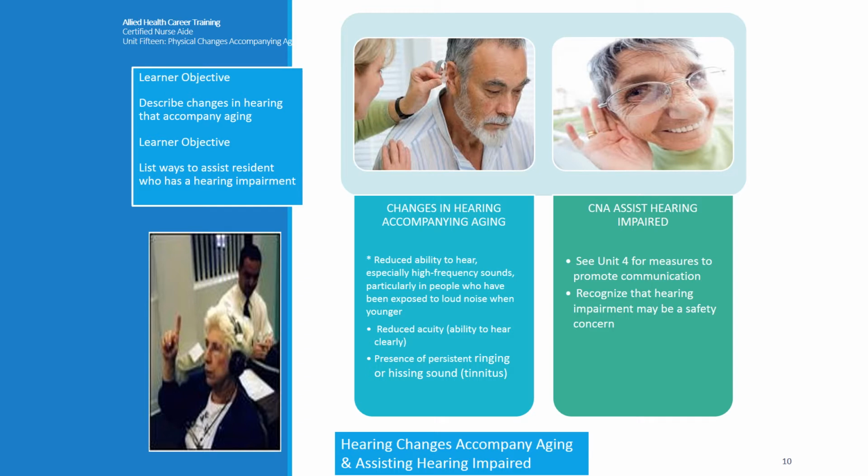So if your resident ever complains of any of these issues, definitely talk to your charge nurse and see what you can do for them. You may not be able to do anything personally, but the charge nurse may be able to get the resident's family to make an appointment to see a hearing doctor to figure out what we can do to help them. Some other things we've already talked about back in Unit 4 with communication for people with hearing loss: make sure that you sit right in front of people, eye to eye.